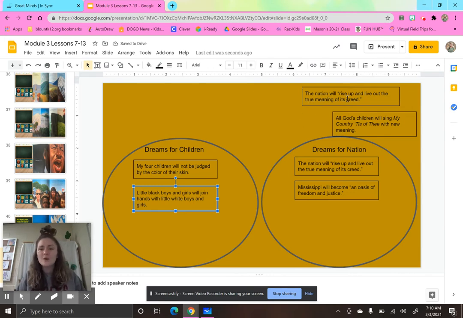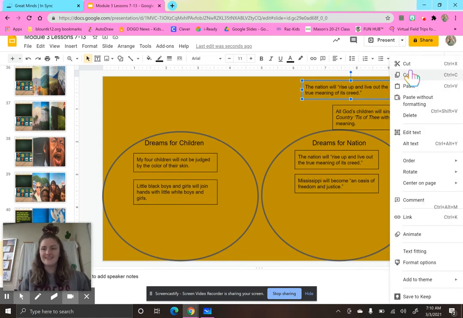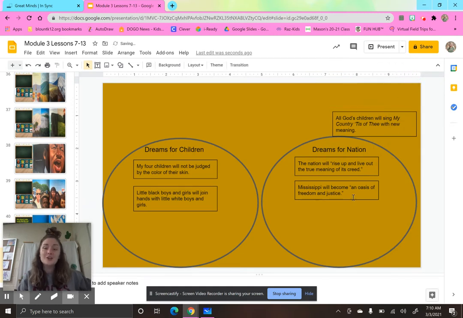All right, the next one. The nation will rise up and live out the true meaning of its creed. Oh my goodness. Miss Mason made an uh-oh. We've already seen this one. This was the first one we did. So here's what we're going to do. We are going to get rid of that one. All right. So we had 2 from the nation.